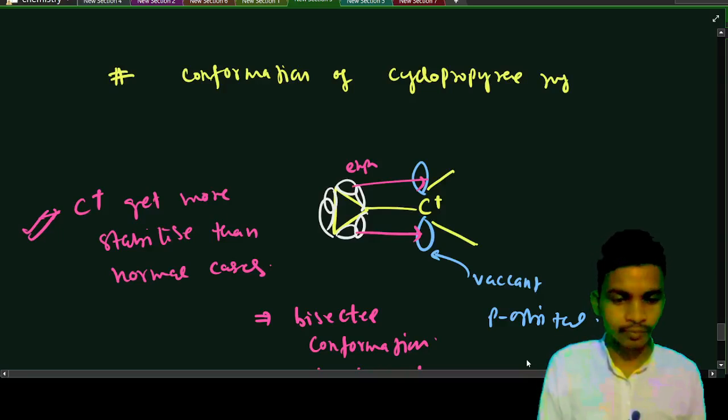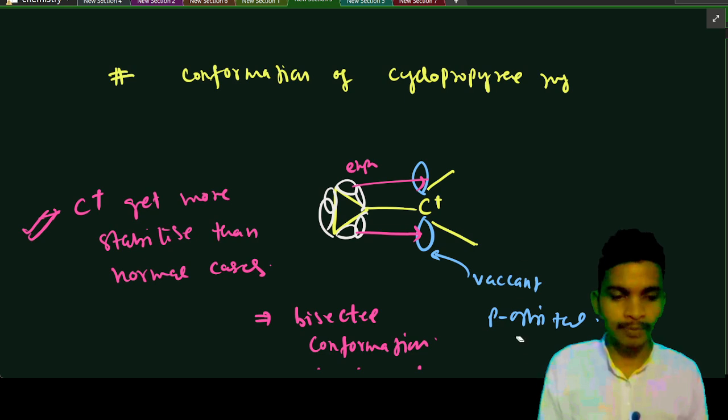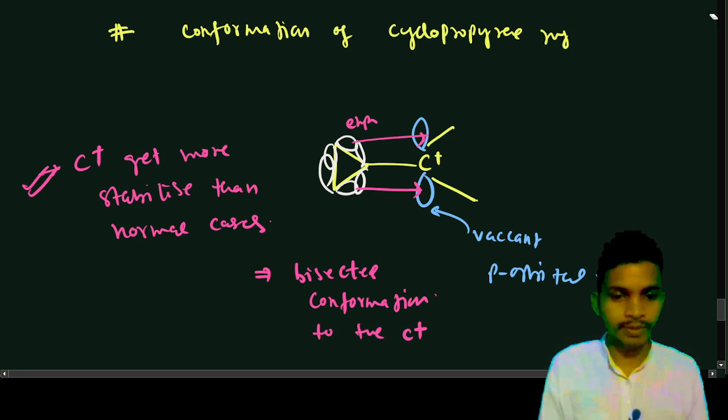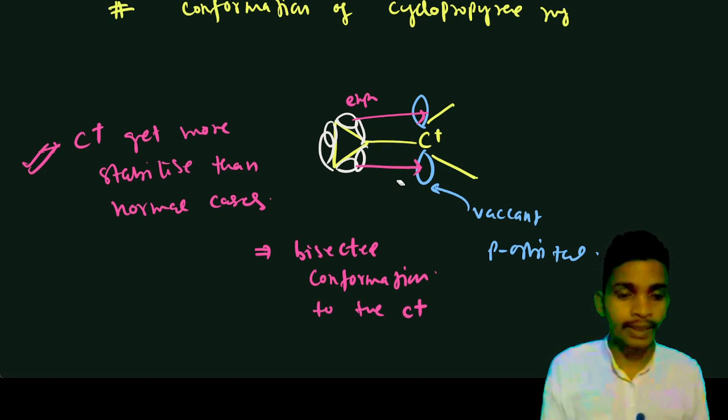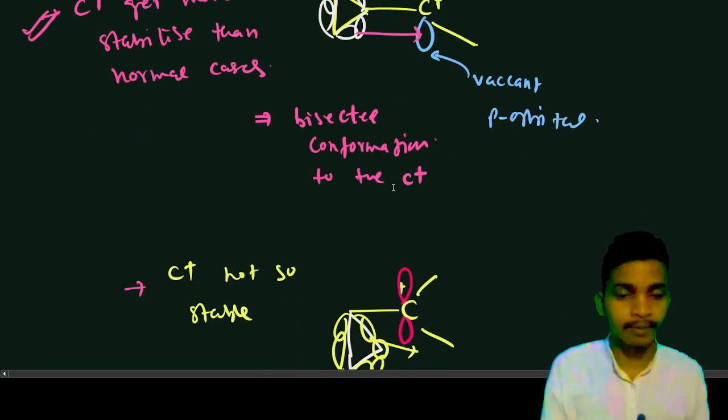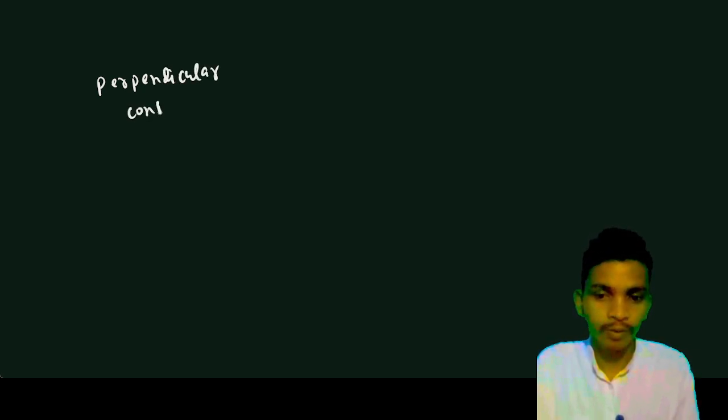Welcome. What I was discussing in the previous class is the conformations of cyclopropyl rings. So the cyclopropyl ring has two conformations, mainly bisected and perpendicular conformations. It means that one is the perpendicular conformation, another is the bisected conformation.